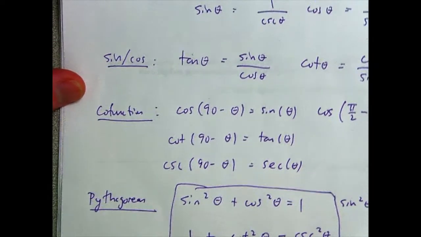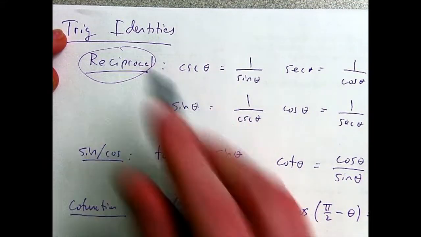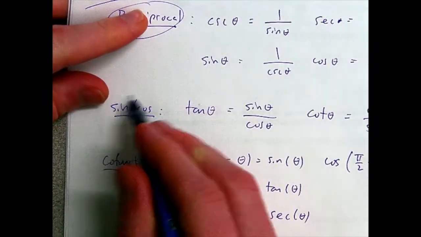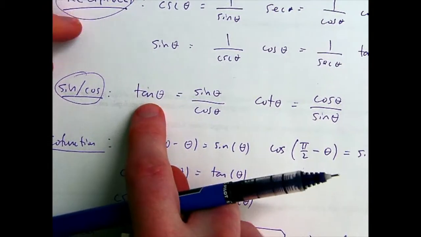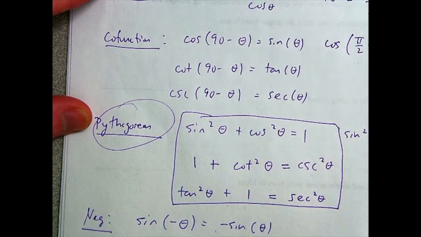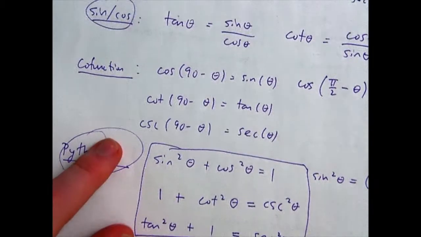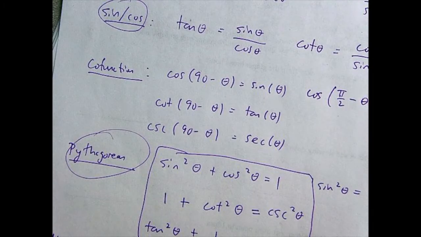So the most important ones for the purposes of deriving new trig identities are really the reciprocal and the sine cosine ones, like the ones that express tangent and cotangent in terms of sine and cosine, and these Pythagorean identities. These are the most important ones. Now, as far as deriving new trig identities, we're basically going to use these identities here to crank out more and more new identities, more and more new relationships between the trig functions.